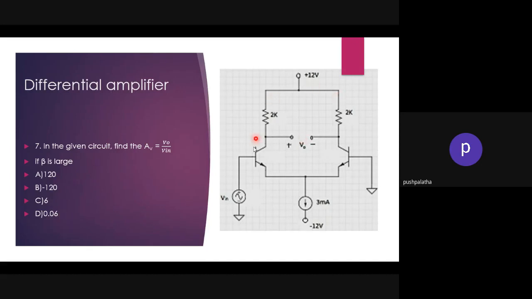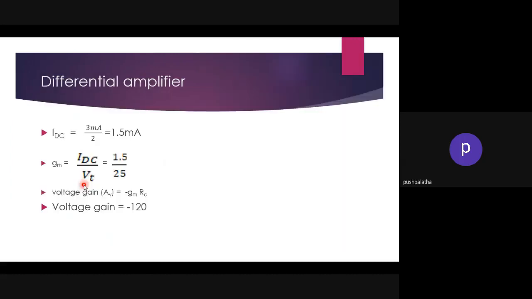Okay, so this is the given circuit. Now you need to observe the circuit. Here you don't have the resistor RE, so instead of RE, we have IE, which is 3 milliamps. And RC value equals 2K. Now we'll go to the calculation, since they have asked in terms of values.